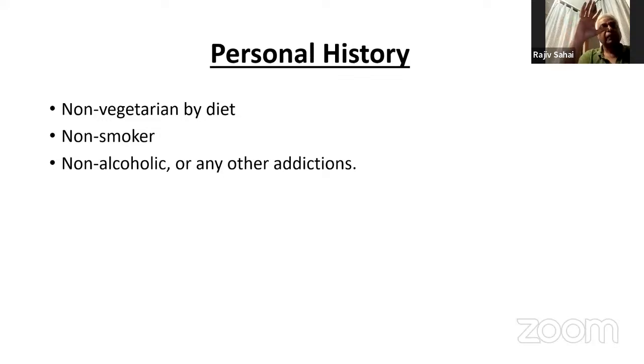Taking history is like solving a puzzle. You have to focus on what the structures in that area are, what can give you these symptoms, and then try to fit it together.